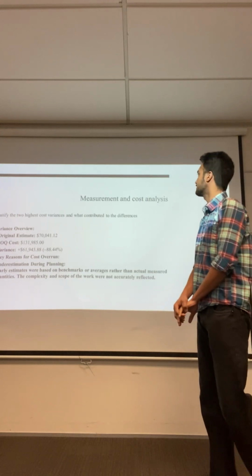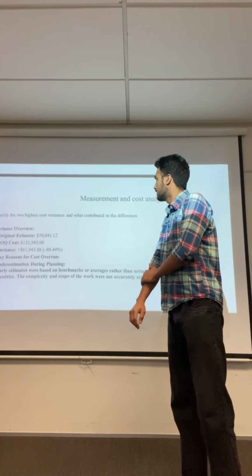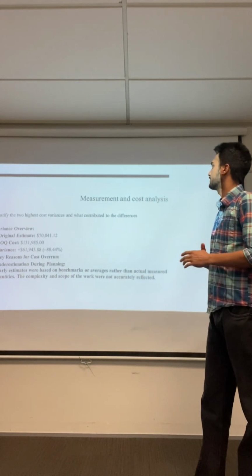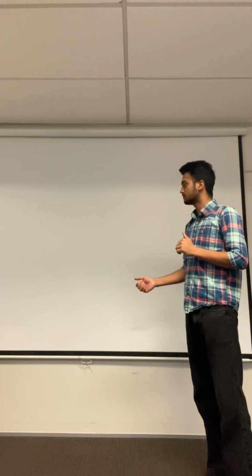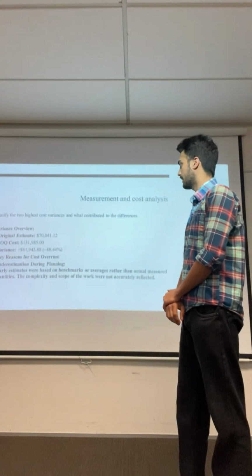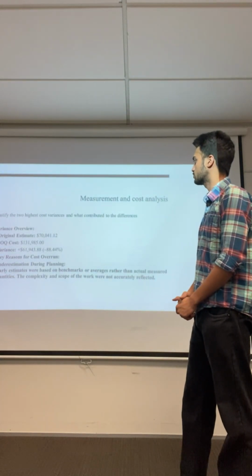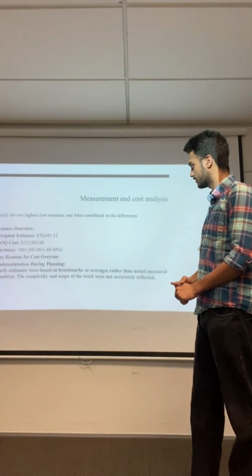The next slide is measurement and cost analysis. Justify the two highest cost variances and what contributed to the differences. Variance overview: original estimate, SOQ cost, and then variance. And then key reasons for cost overruns, underestimates during planning.